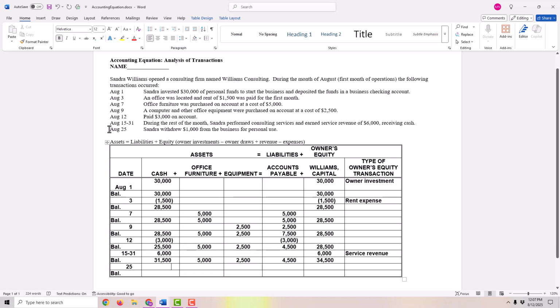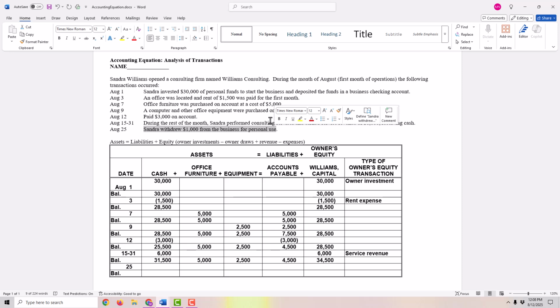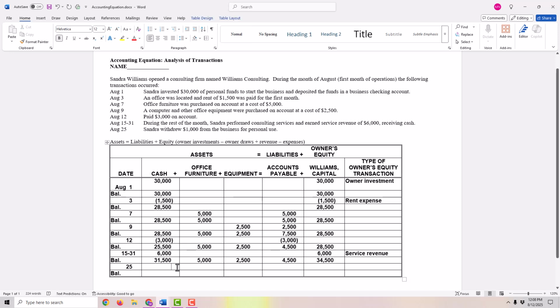Okay, and then the last transaction is the owner withdrew $1,000 from the business for personal use. That's going to be an owner draw. That's going to subtract from equity. And that's also going to subtract from the business's cash because she's taking money away from the business. So under cash, you would have a negative 1,000. And then under equity, because this subtracts, you would have a negative 1,000 over here as well. And then I'm going to put over here owner withdrawal.